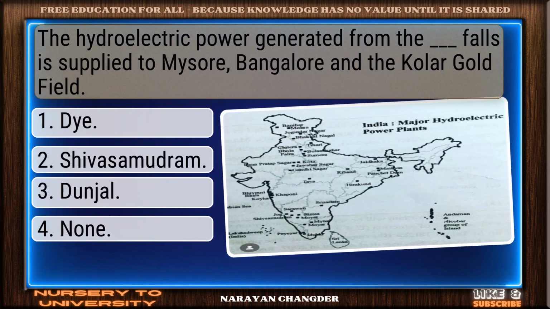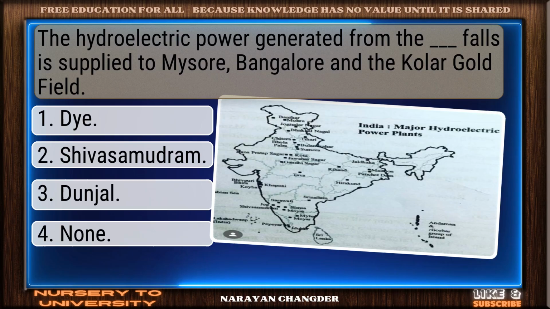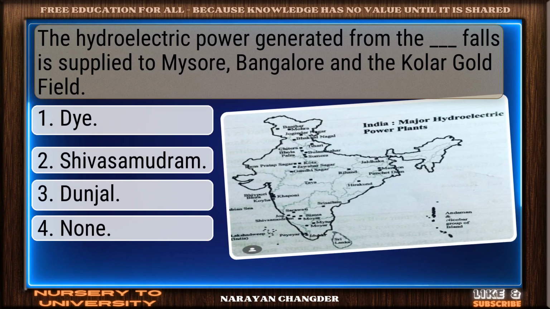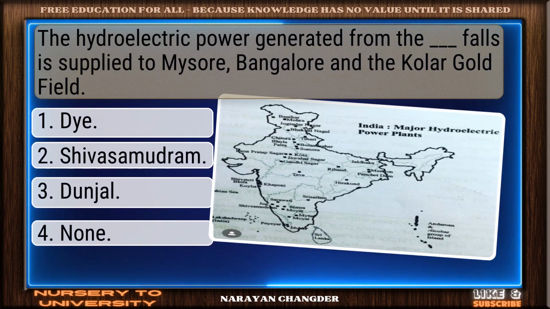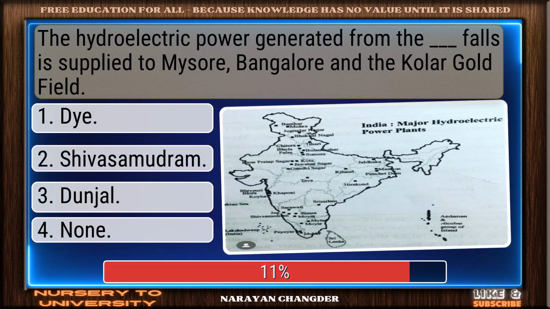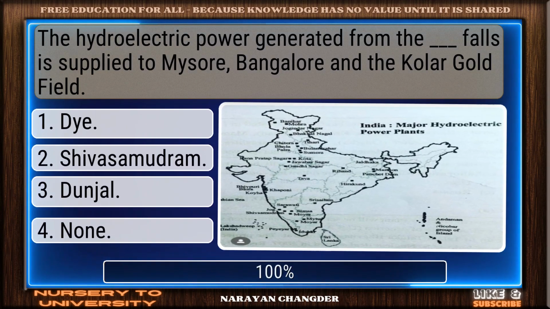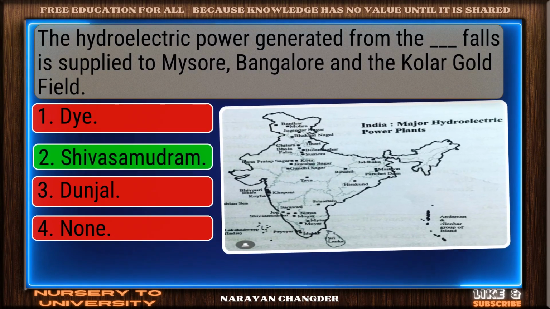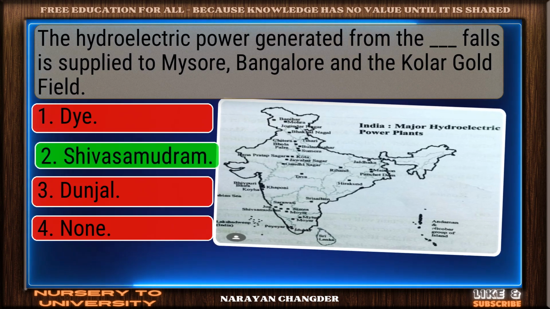Question number 27. The hydroelectric power generated from the dash Falls is supplied to Mysore, Bangalore and the Kolar Gold Field. Great job. Shivasamudram is the accurate answer.